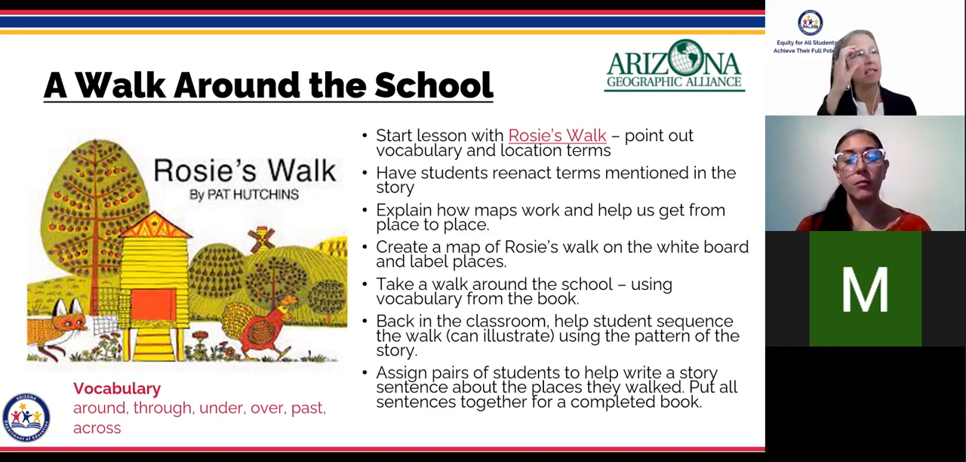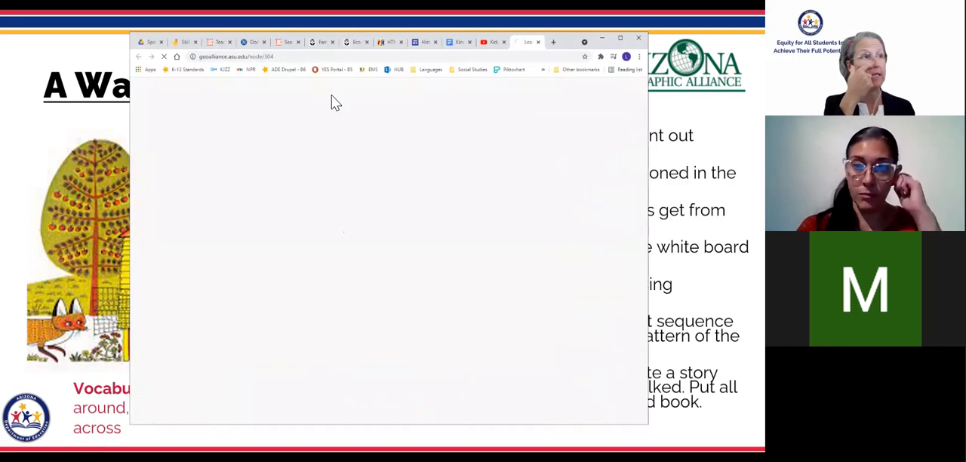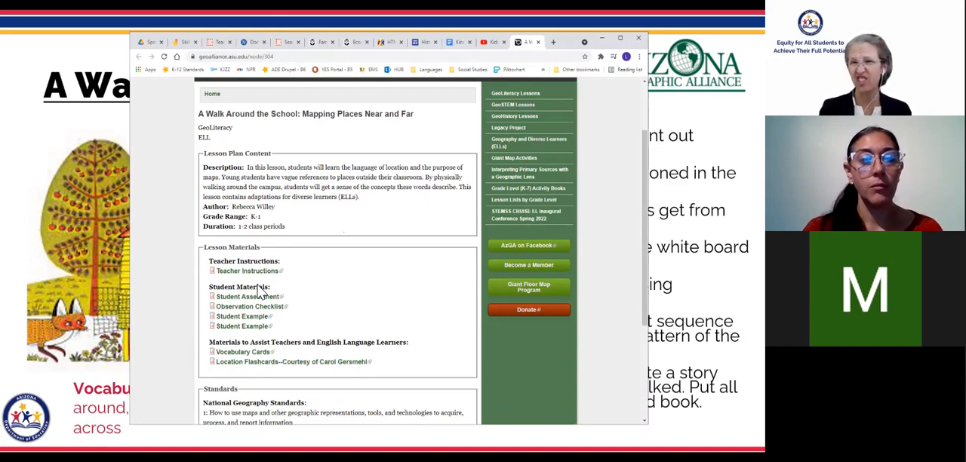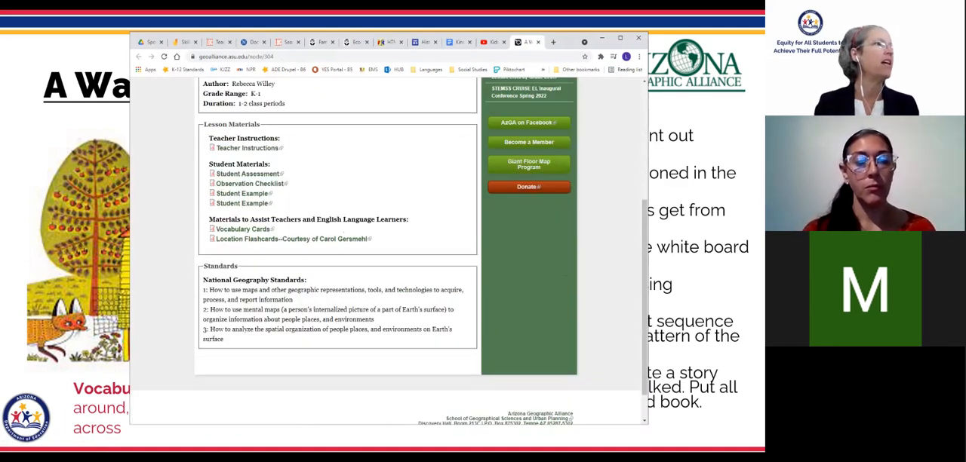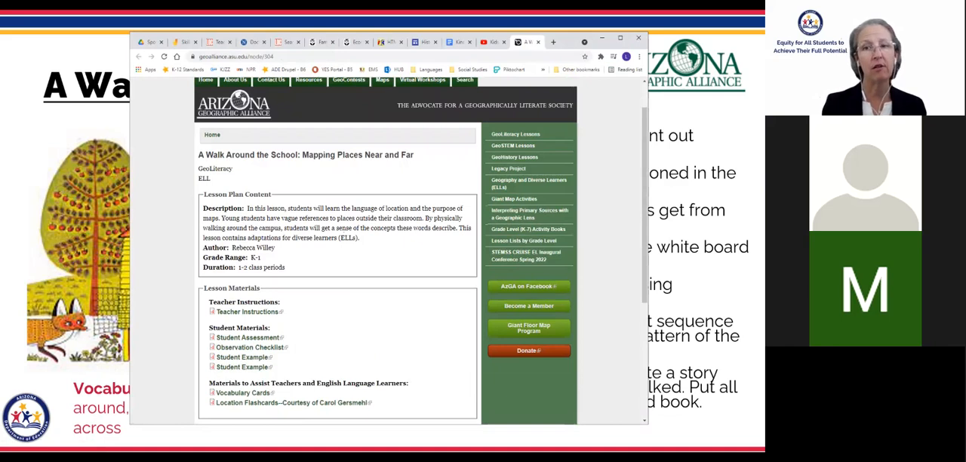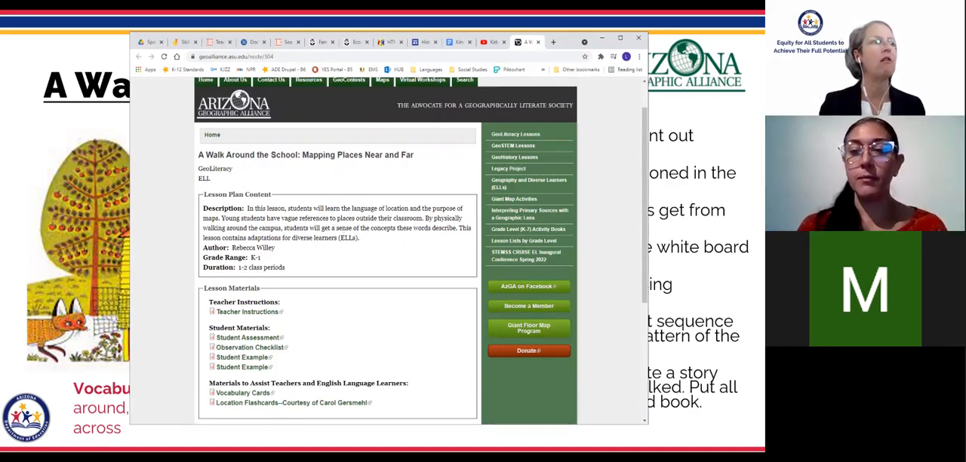But the nice thing about this is when you click on this link, and it is hyperlinked for you, it should take you out to, let me see here, the Geographic Alliance webpage. So here is this lesson for you. They've got the teacher instructions that I just went through quickly. They've got a checklist, they've got a student example so you can see what other students have created, vocabulary flashcards if you wanted to create that. It's got the National Geography Standards. And the nice thing is that the Geographic Alliance has taken all of their lessons and tied them to Arizona's new standards. That's what's wonderful about these, that they're all grade level aligned.